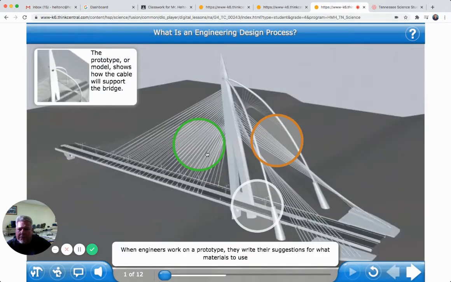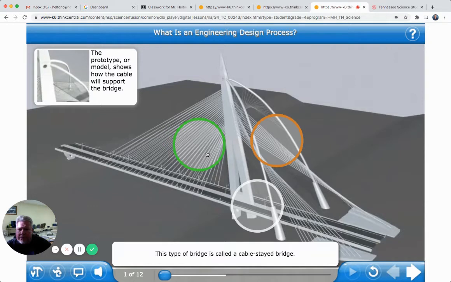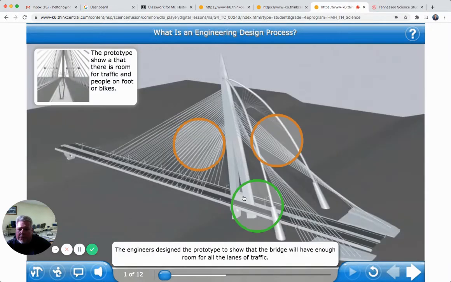When engineers work on a prototype, they write their suggestions for what materials to use, so the people who study the prototype will know what the real bridge will be made of. This type of bridge is called a cable-stayed bridge. This view shows how cables are used to support the bridge. The engineers designed the prototype to show that the bridge will have enough room for all the lanes of traffic. Not only will this bridge hold cars, it will also have room for people to walk and ride bikes.